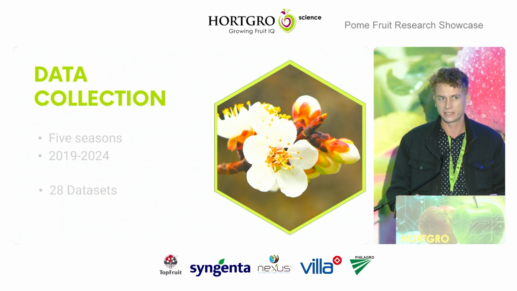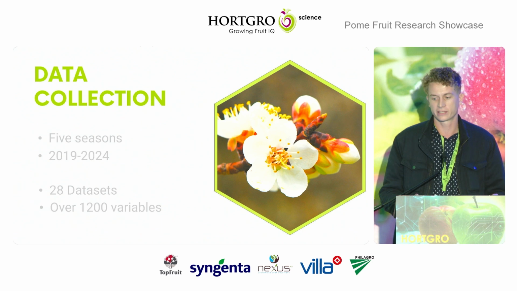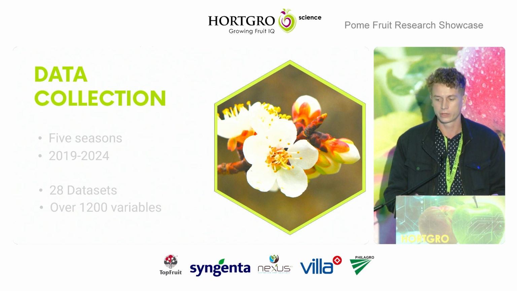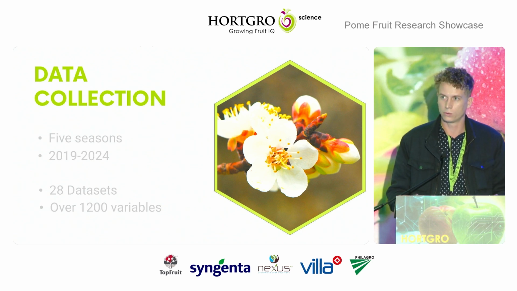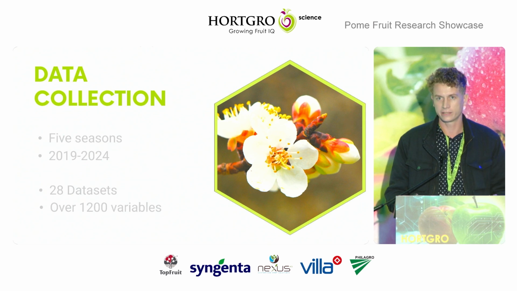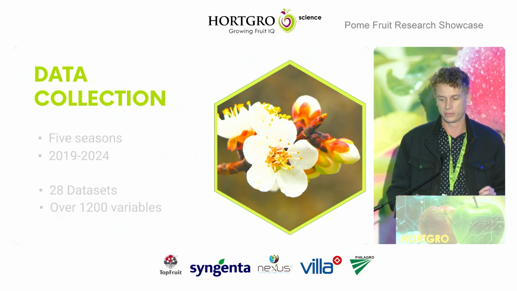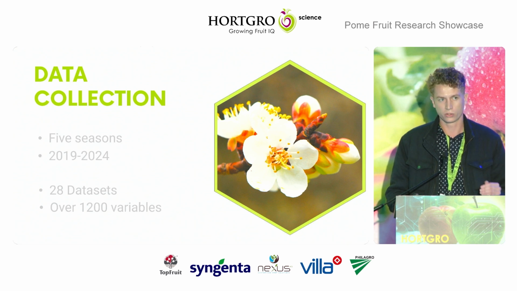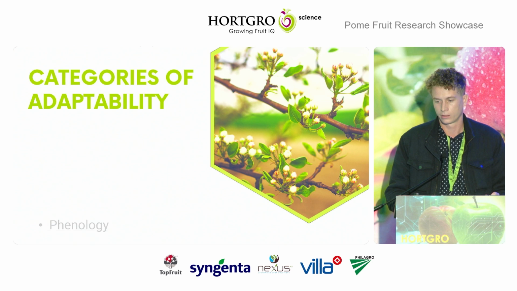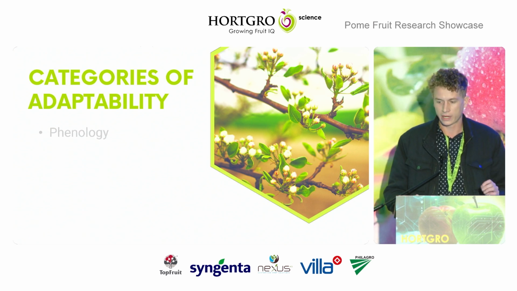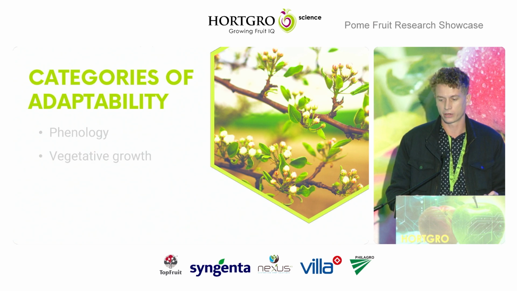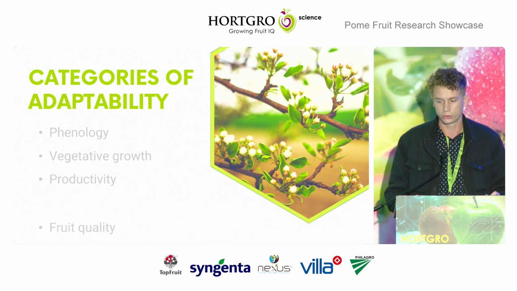The data from 28 different data sets was aggregated into one single data set containing over 1,200 variables. These variables were then used in order to identify indicators of apple tree adaptability, and using those indicators of adaptability in a selection index to quantify adaptability for apple trees. We categorized the data into 4 categories of adaptability. These categories are phenology, vegetative growth, productivity, and fruit quality.